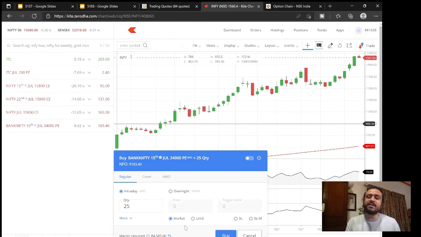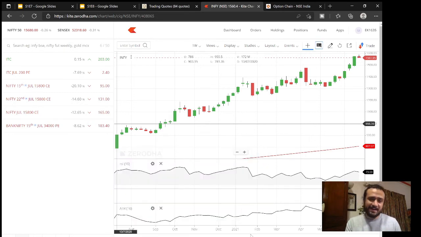So with market orders, you don't have to specify what price you want to buy or sell. You simply say market order. In the case of buying, it will buy at the least costly price, and in case of selling, it will sell at the highest possible bid level. So this is something that you guys can do. This is how you buy and sell options.